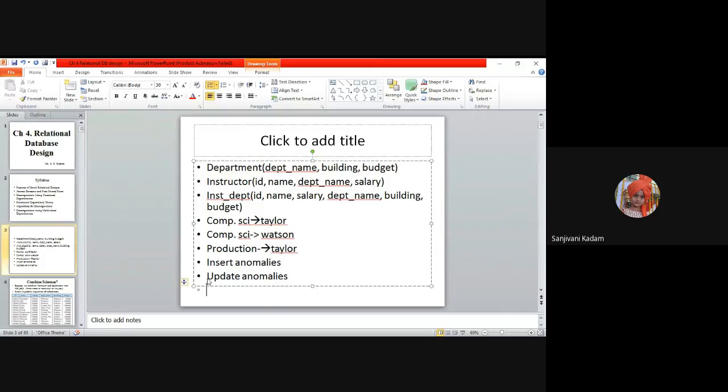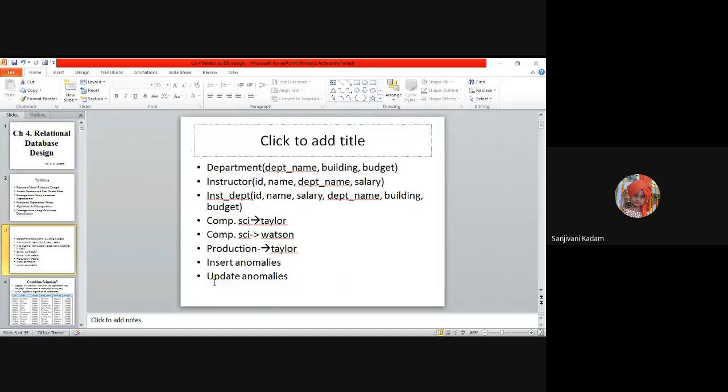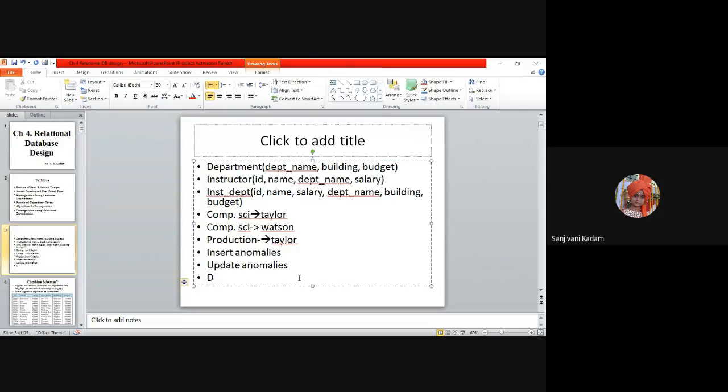Again, delete anomalies may be there. Consider that we have decided to remove one of the departments, and the history department's management decided to close. In that case, the history instructor Califieri might be shifted to another department, and Gill Said may be shifted to another department. In that case, the corrective steps for deleting this value may also be difficult, and for this purpose we also face a problem in deletion, which is called delete anomalies. So these are the problems which may arise because of bad design.